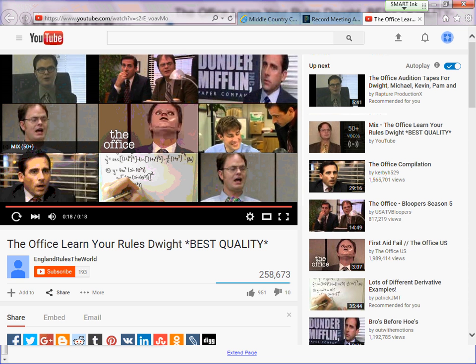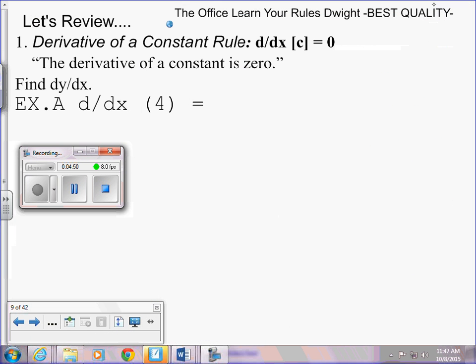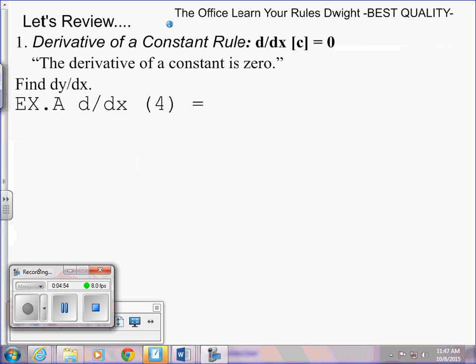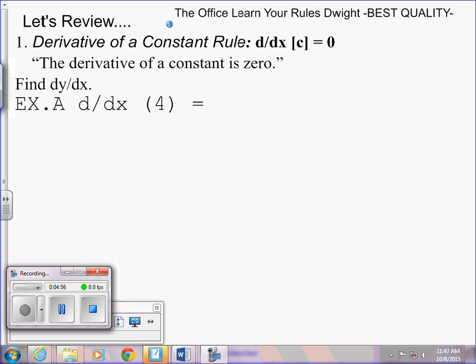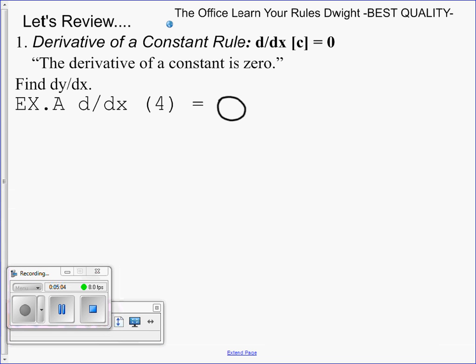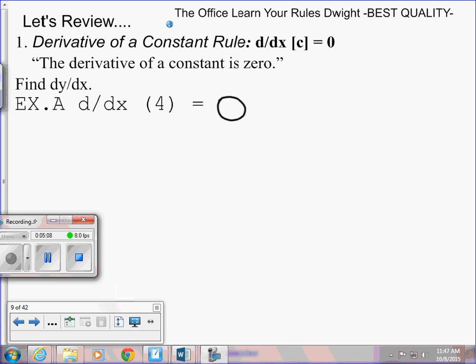All right? Now. Okay, the first rule that we learned about was how to take the derivative of a constant. What would the derivative of 4 equal? 0, right? It's always 0. Constant functions are horizontal functions. Slope's always 0. Moving on.